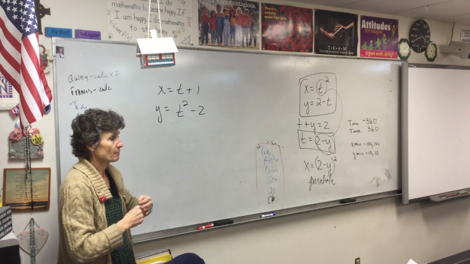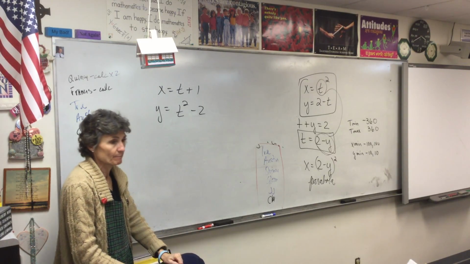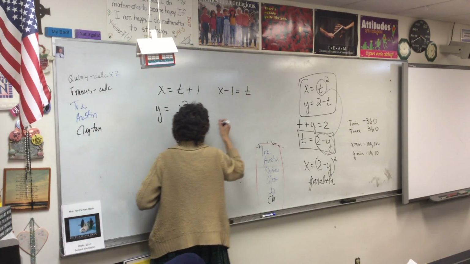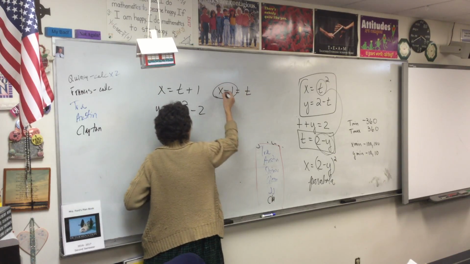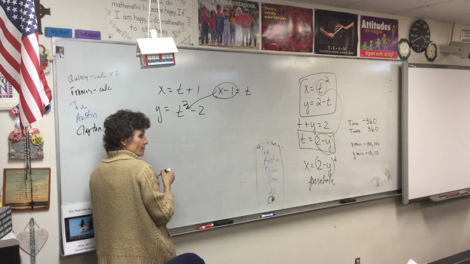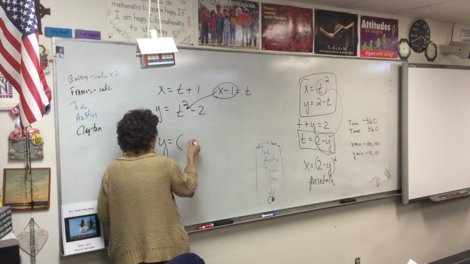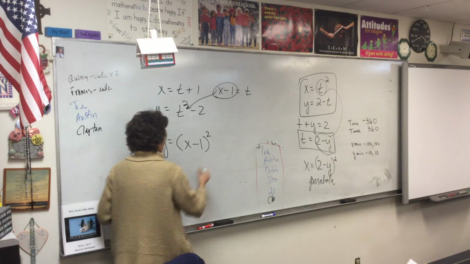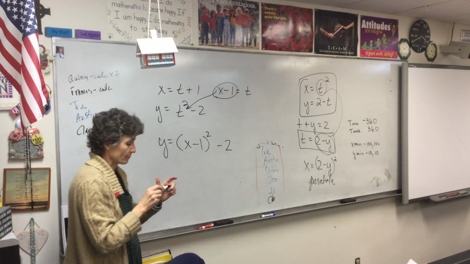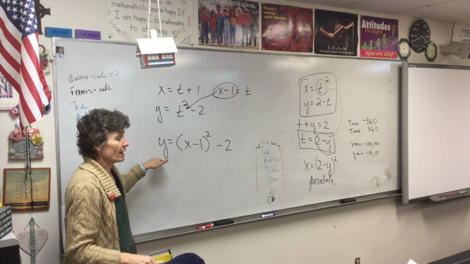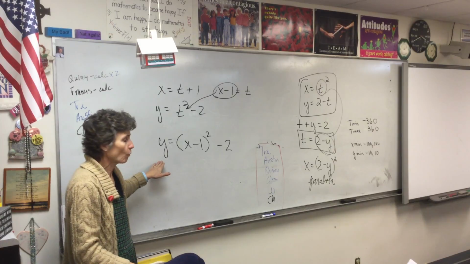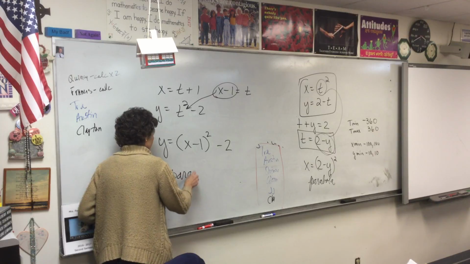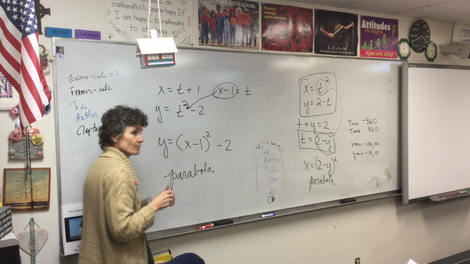All right, how do we eliminate the parameter? What do we do? This is problem D. Yep, we're going to subtract 1, so x minus 1 equals t. And then we're going to take that and put it right here, right? So we're going to have y equals, parentheses, x minus 1 squared, because that's t, and we're squaring the whole thing, minus 2. Now, you can leave it like that if you want to, or you can FOIL it all out if you want to. Can you tell that's a parabola? Yeah, because it has a squared.